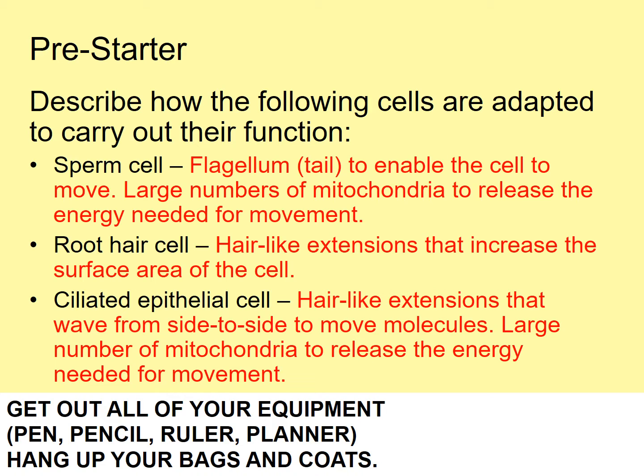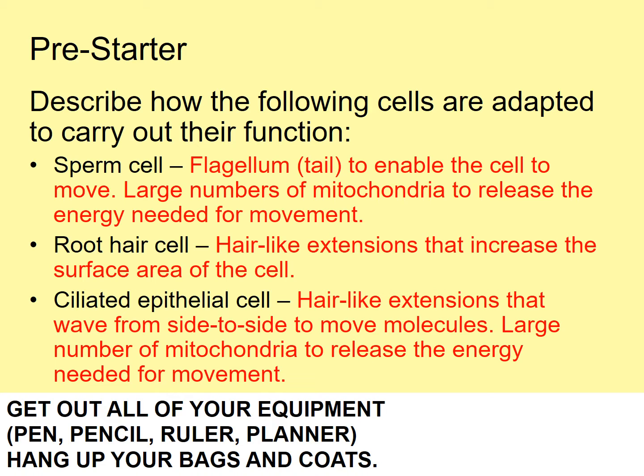The root hair cells in a plant, these are at the bottom of the plant, they're the bits that are collecting the water and the minerals. They have really long hair-like extensions, and that increases the surface area of the cell. And that allows it to absorb as much water as possible or as many minerals as possible.